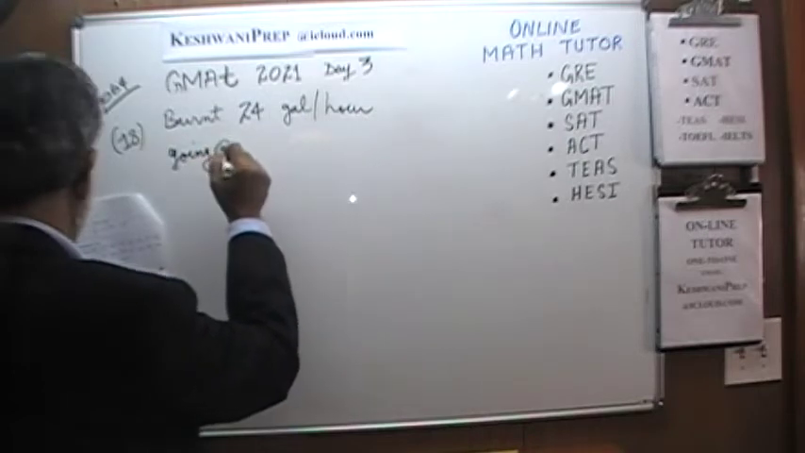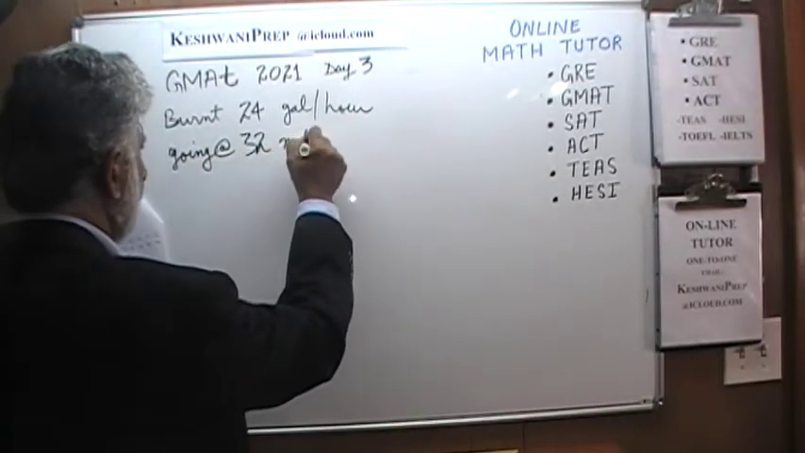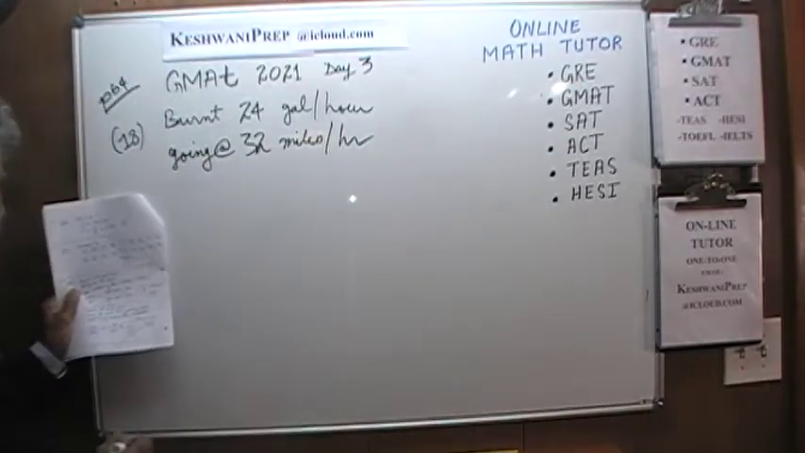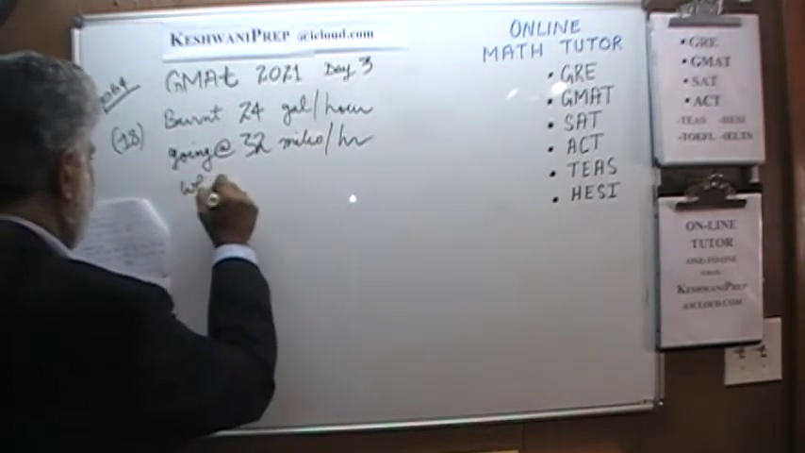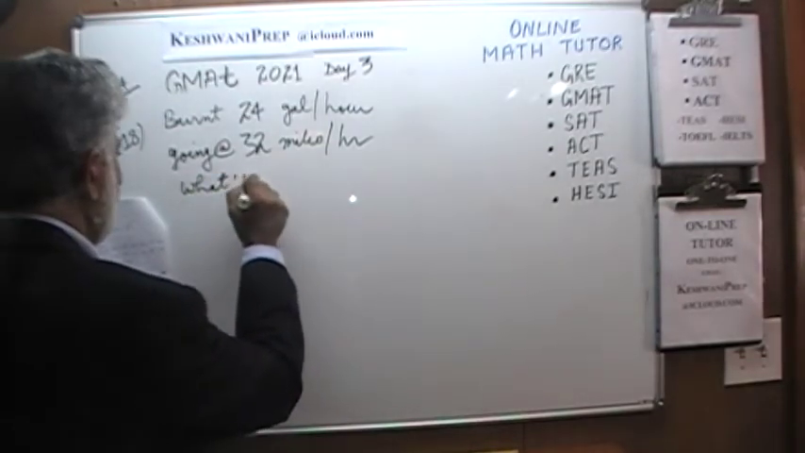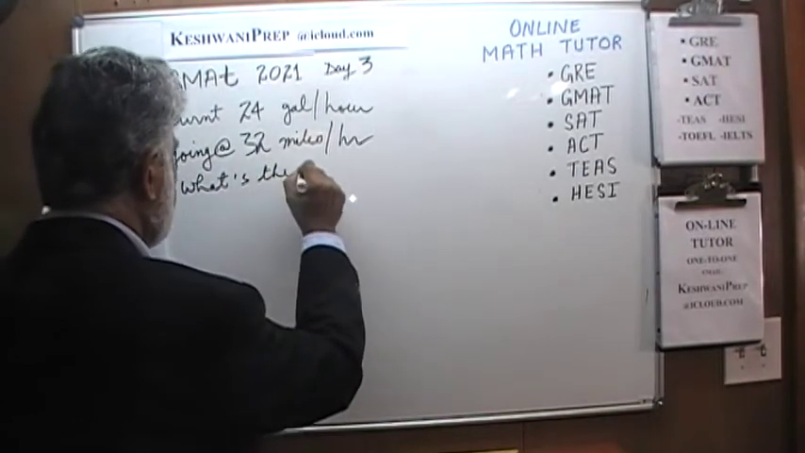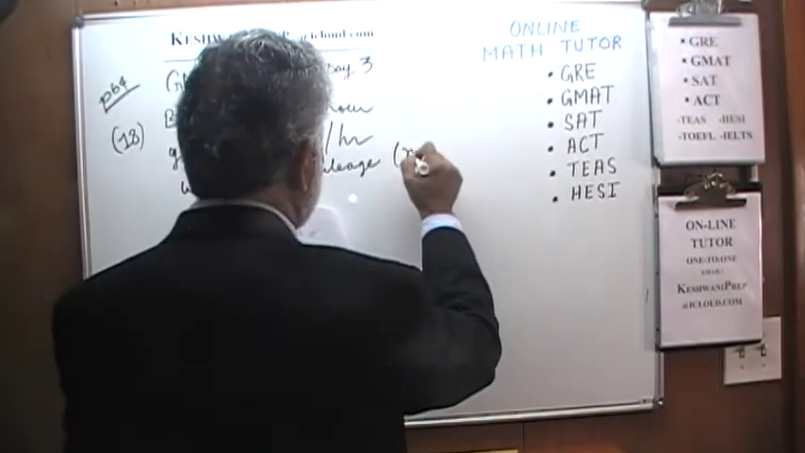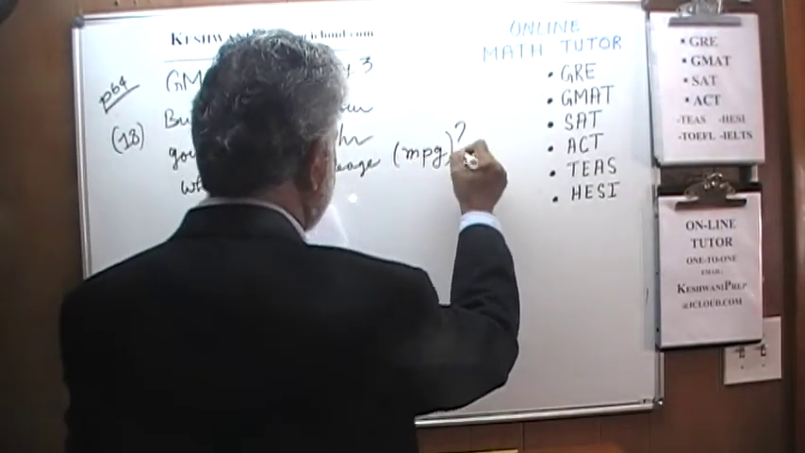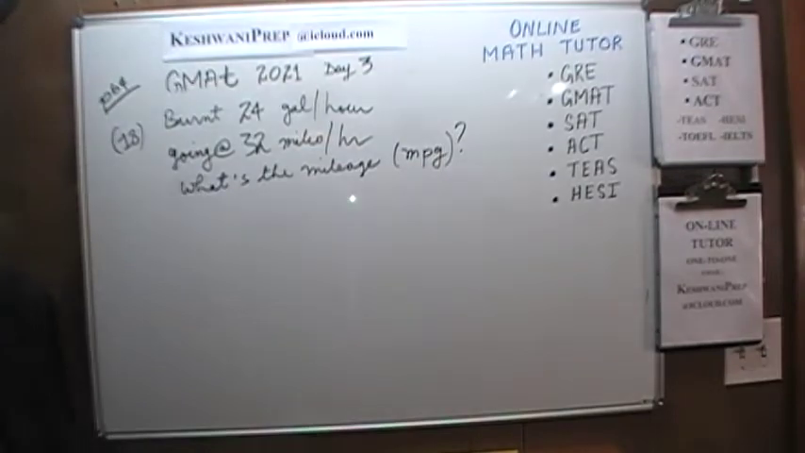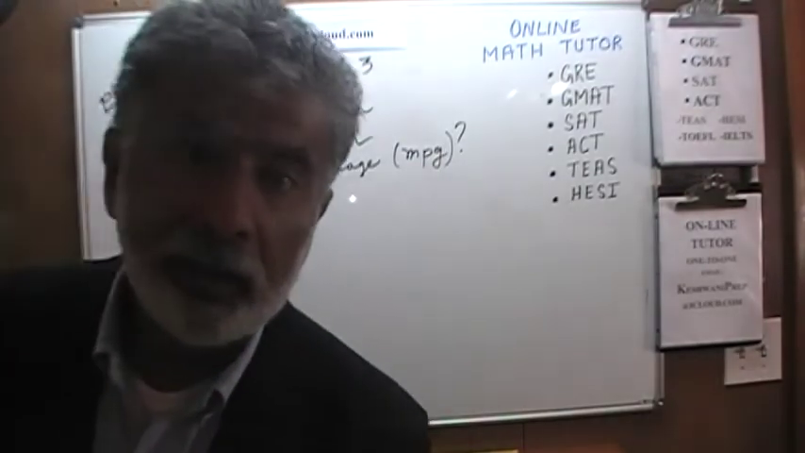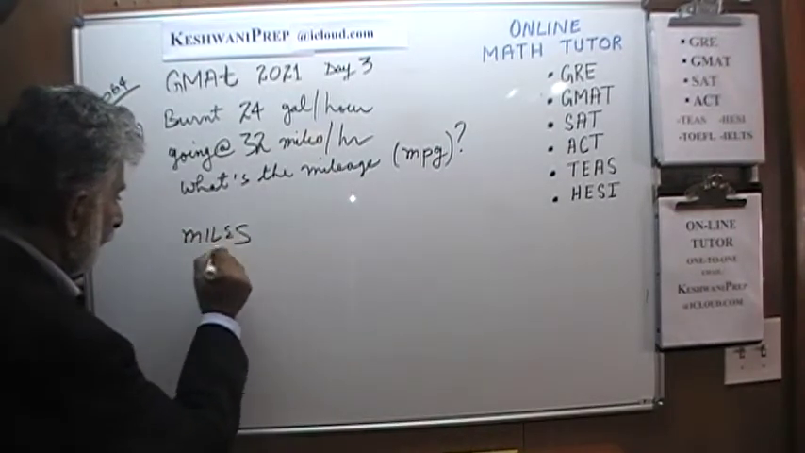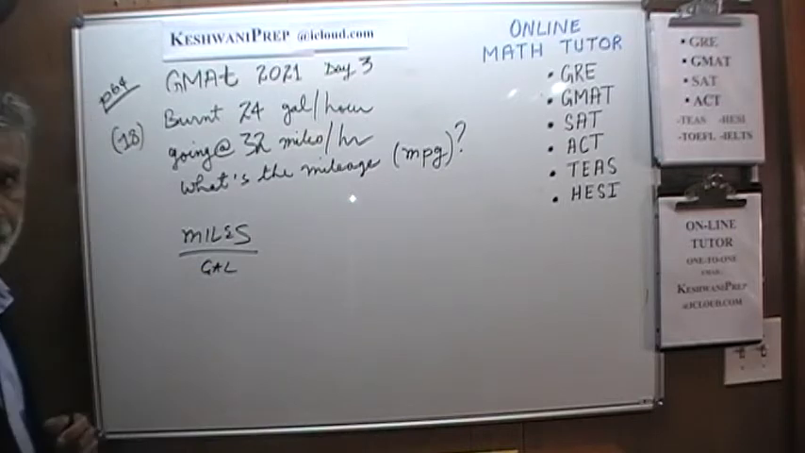And you're going at 32 miles per hour. Question is, what's the mileage? Which is same as saying miles per gallon. And miles per gallon means exactly what it says. Miles per gallon. This is what we're looking for.